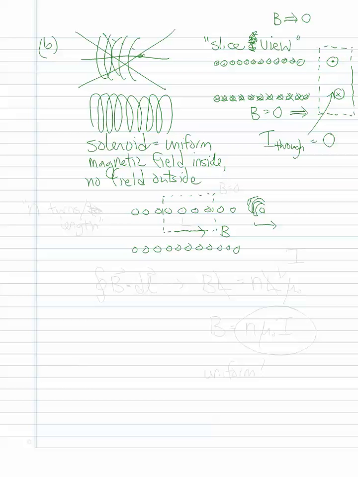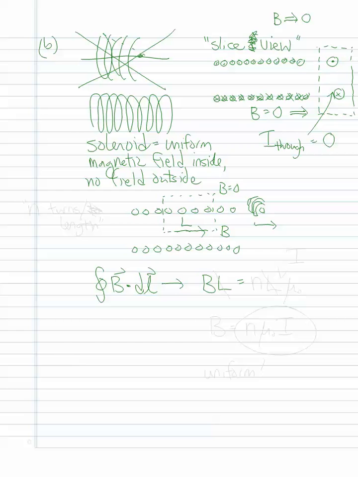But that means that when I do the sum of B dot dl, the dot product of the magnetic field and the path on the sides goes to 0. And there's no B field outside, so the only part that survives is B times some, I don't know, what should I call it, L, the length of my rectangle, my Amperian loop.